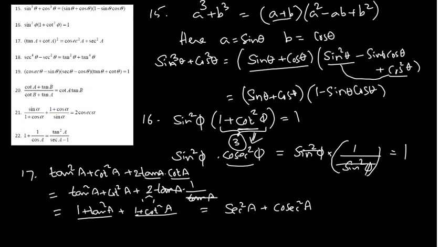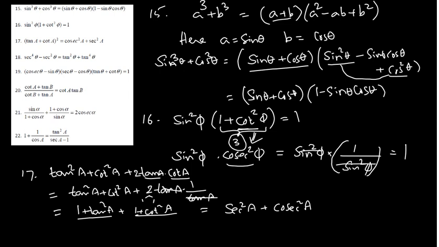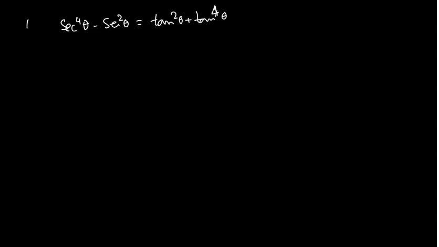Secant to the power 4 theta minus secant square theta equals tan square theta plus tan to the power of 4 theta. This is what we have. So that's 18th. We simplify on this side actually.